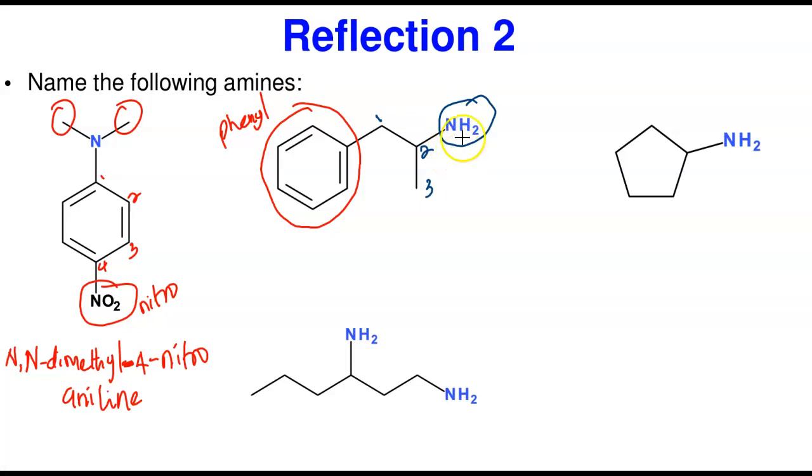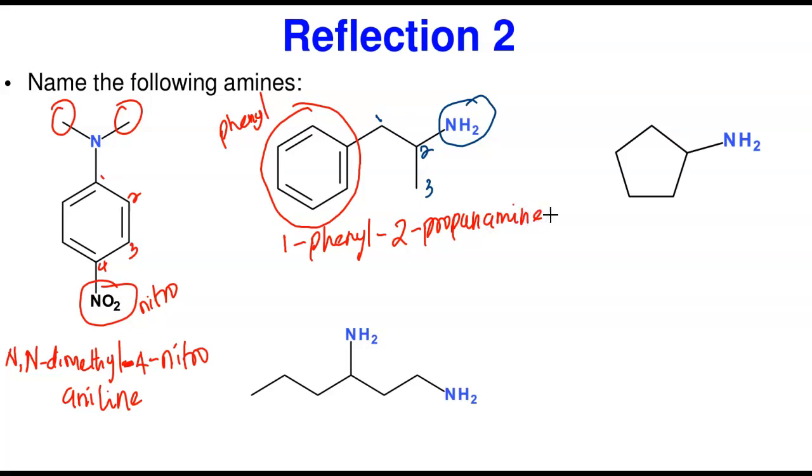So I'm giving it number 1, and that's the only attachment we have there. So it's going to be 1 phenyl. Then this is in carbon number 2, amine group. So it's going to be 2. The longest chain is 1, 2, 3, propenamine. So it's going to be 2 propenamine. That is how we named that guy.